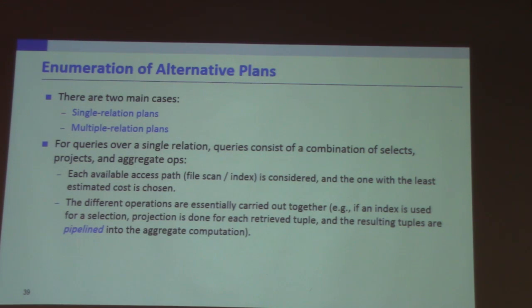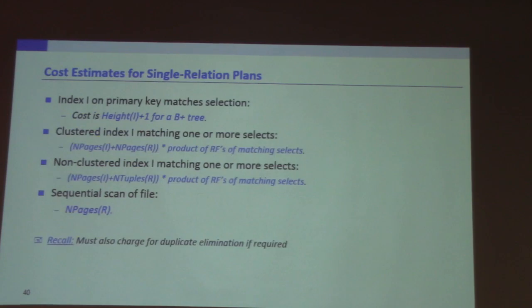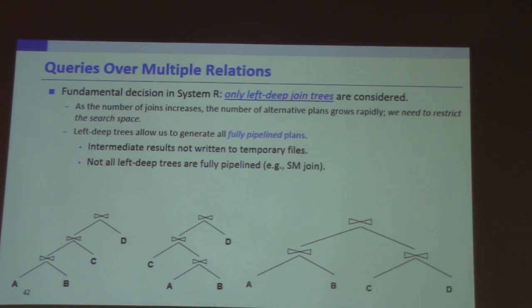Basically, try different orders and try the algorithm for each operator, then you're done. Single relation is easy, so I'm going to skip that. Multi-relation.